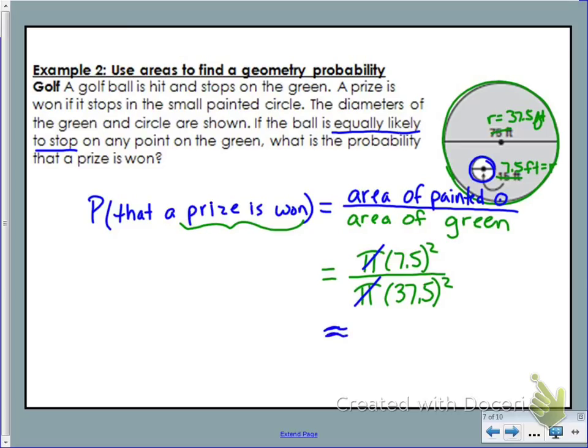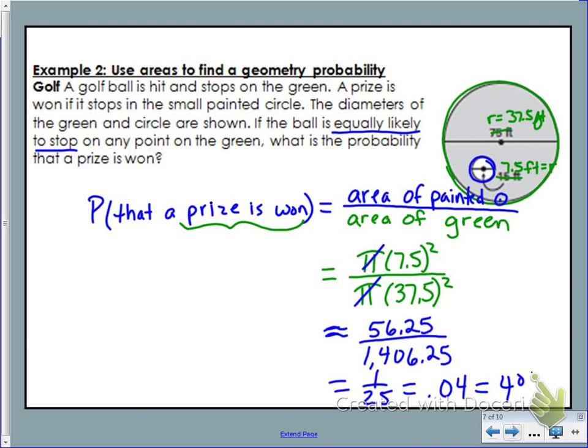Well, that's approximately 56.25 square units divided by 1,406.25 square units. So if we were to divide that through and simplify, we're going to get 1 out of 25, which is the same as 0.04 or 4%. So there's only a 4% chance that I'm going to win the prize by falling in this small circle when compared to the entire space. So not a very good chance of that occurring.